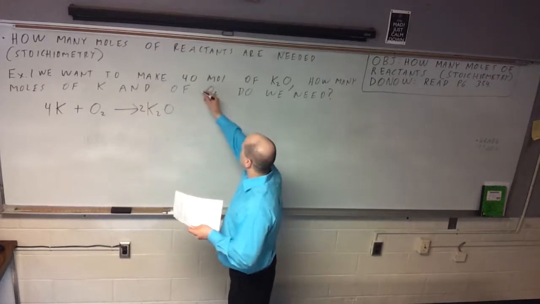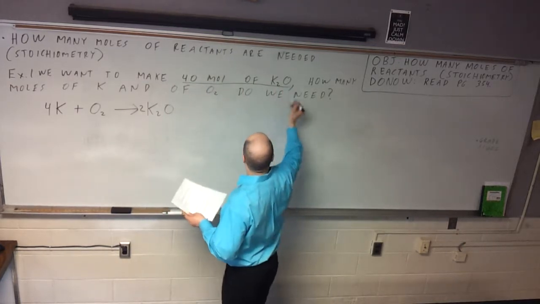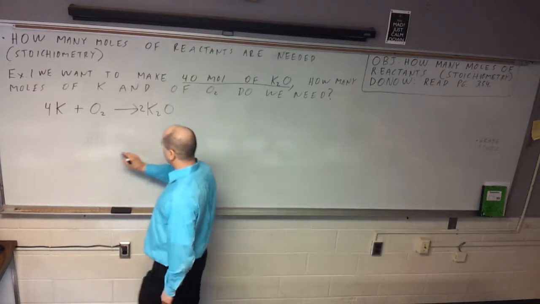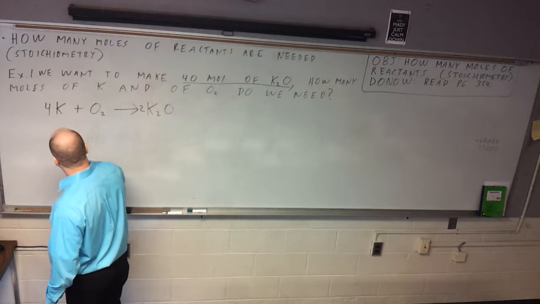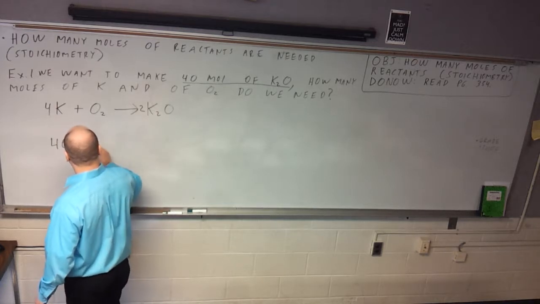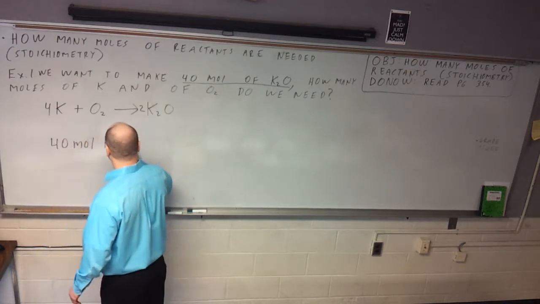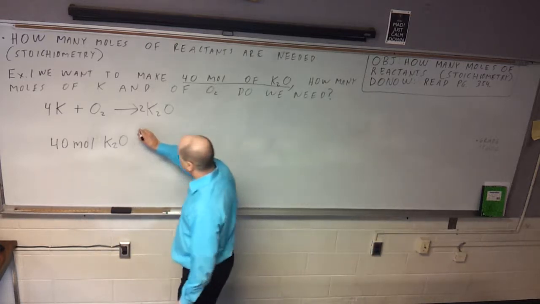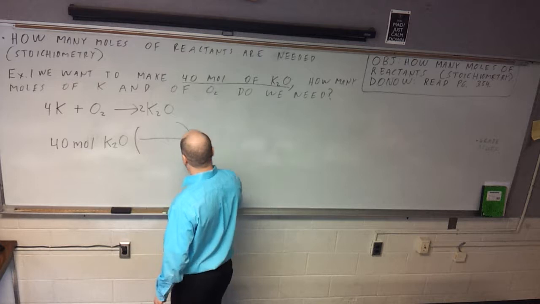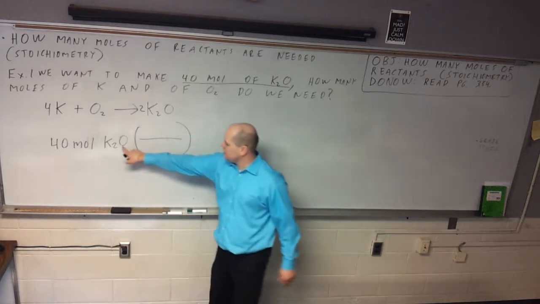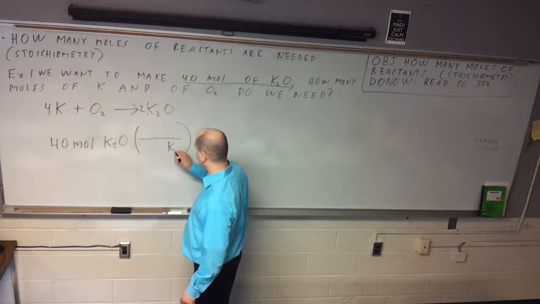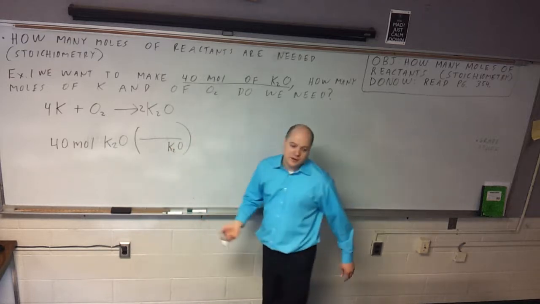So now what I'm going to do is take what's given, 40 moles of potassium oxide, and use that to find the other two. So we'll do each one separately. So 40 moles K2O, and I'm going to do this like we did conversions. You're going to put parentheses in front of here, and whatever's out here, you're going to put on the bottom, the chemical. So K2O.